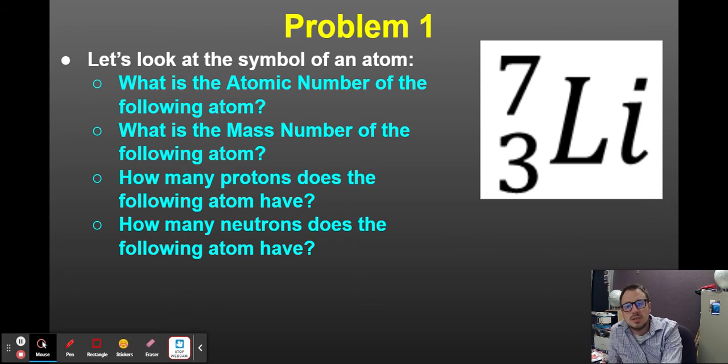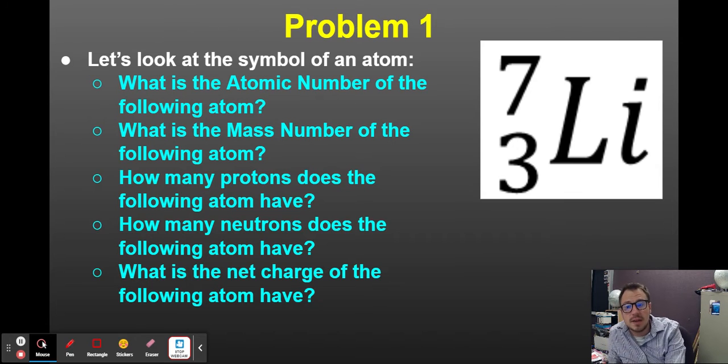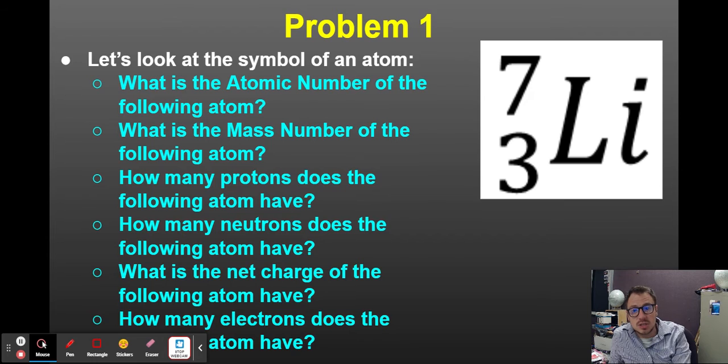How many neutrons does the following atom have? Well, I know that I have 7 protons plus neutrons in the center of that atom. And I know 3 of them are protons. So 4 of them have to be neutrons. Now, the net charge of this atom is going to be 0. So what that tells me is that I have the same number of protons as I do electrons. So if I have 3 protons, I have to have 3 of those positive charges. I have to have 3 electrons, 3 of those negative charges.